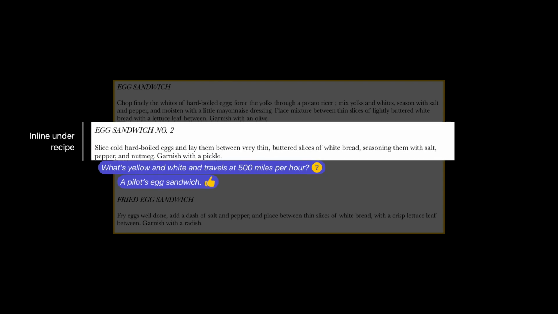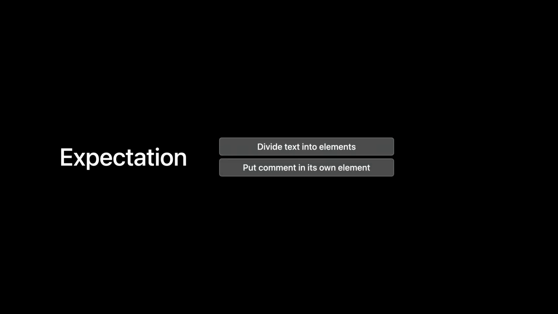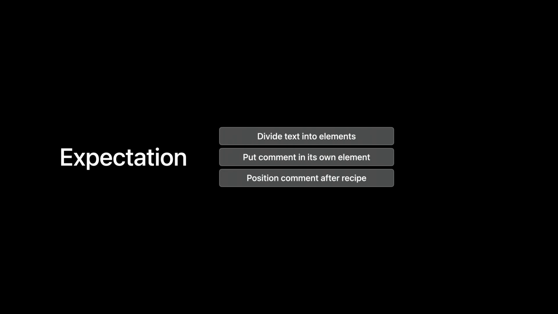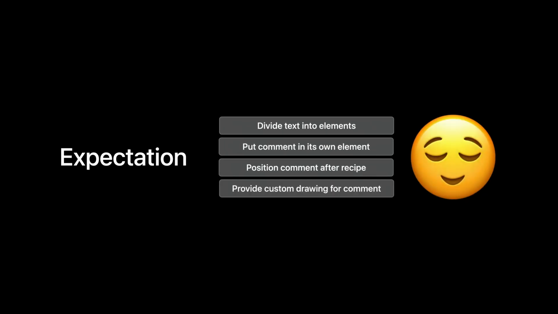Notice how the comment appears right underneath the recipe it's referring to, and it's drawn with this distinct bubble-shaped indigo background and white text. What approach should we take to insert comments in the correct place and make them look different from the rest of the text? You might expect to do this by dividing the recipe text into meaningful units, or elements, putting each comment in its own element, and positioning each comment after the recipe it's related to, while providing instructions for how to draw the comments. With TextKit 1, the reality is quite different.